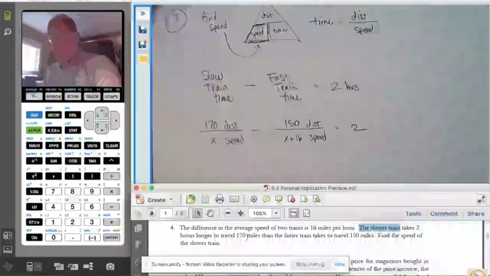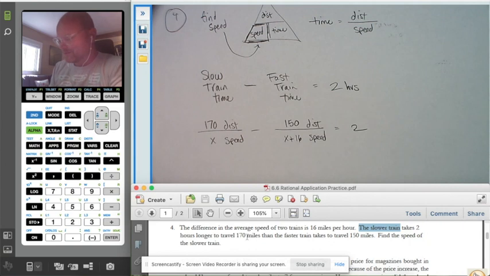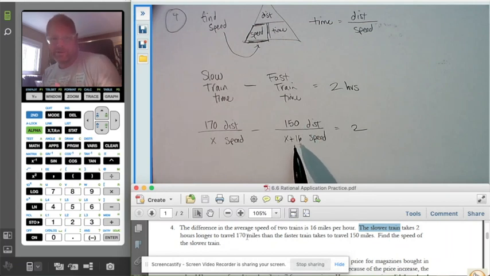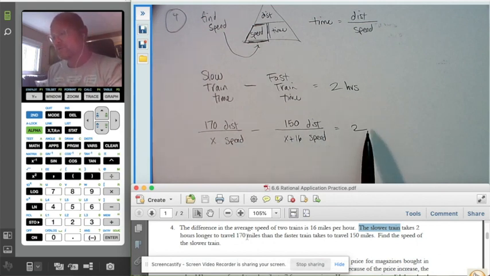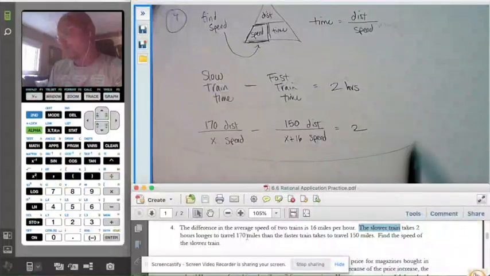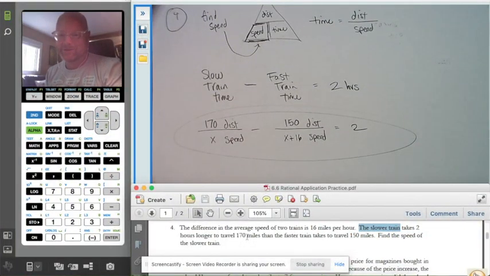All right. So you're trying to keep track of where all these variables are going. We have a distance over an unknown speed, and then we have a second distance over a speed that's 16 miles an hour faster. But the difference between those two times is going to be 2 hours. So there's your rational expression. See if you can solve for x.